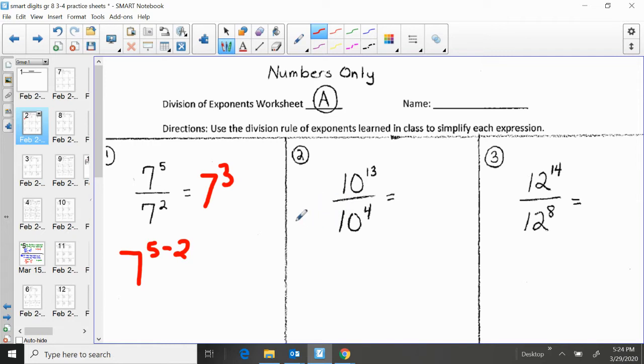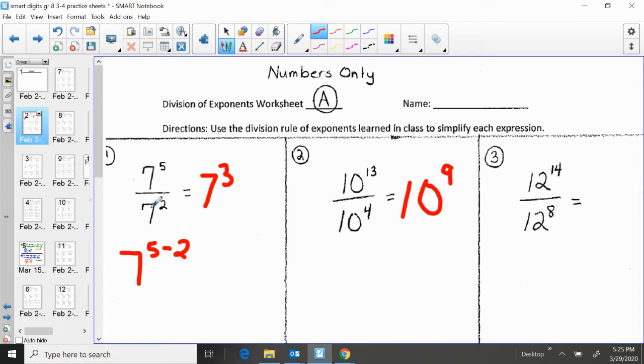But this is just for some extra practice to help you with it before we keep venturing on in our lesson. So very easily here, again, we have the same base, which is a 10. So 10 to the 13th divided by 10 to the 4th would be 10 to the 13 minus 4. And what's 13 minus 4? Correct, you said 9, which would give you 10 to the 9th power. So very easily just subtracting that. 13 minus 4 is 9. The base stays the same.